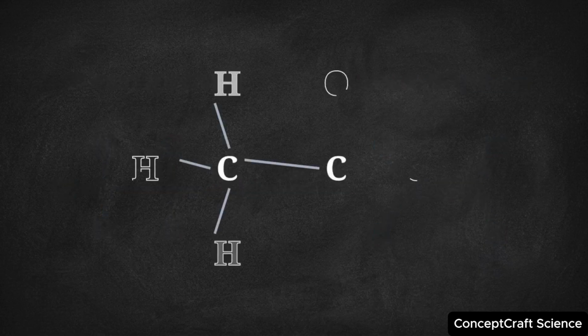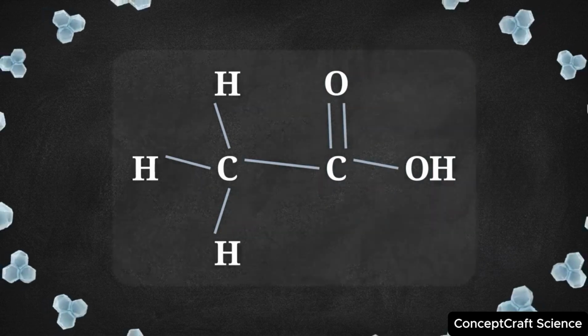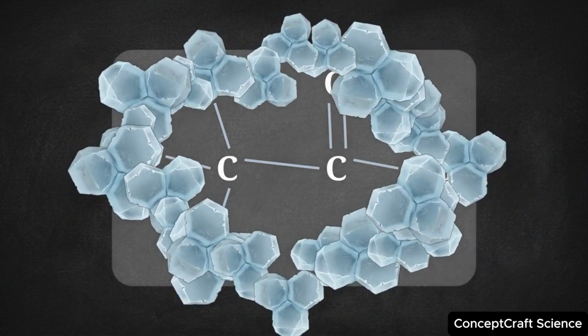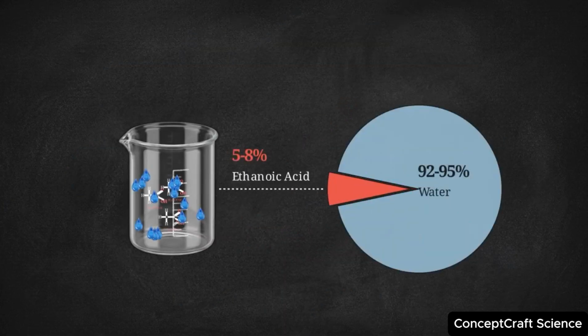Our next major compound is ethanoic acid, shown here with its defining carboxylic acid group. Pure ethanoic acid is known as glacial acetic acid because it freezes easily in winter. If you dilute it in water to about 5 to 8%, you get everyday vinegar.